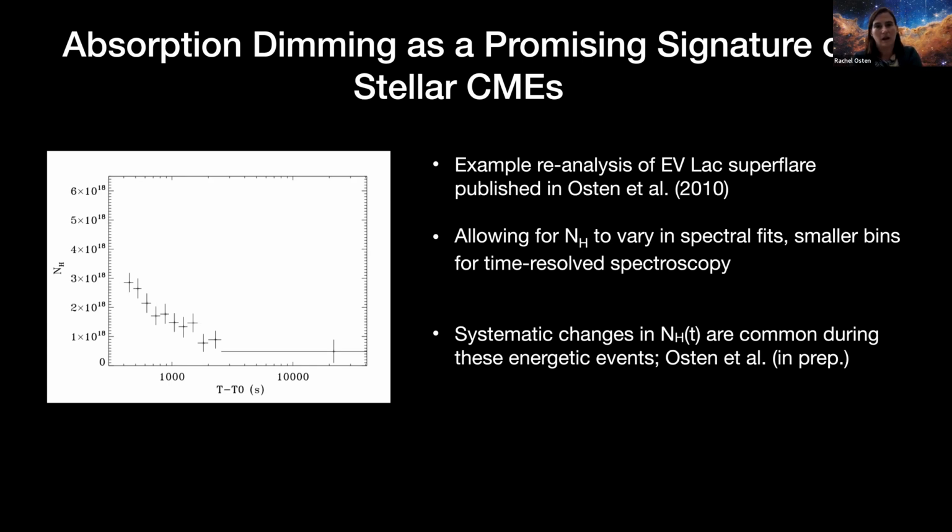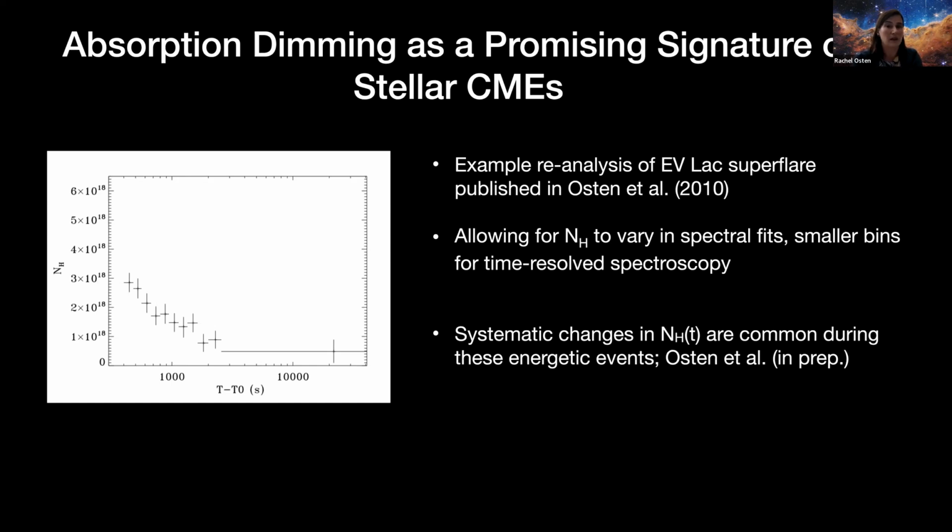of what usually we assume, that the column density is coming from the interstellar medium, which I don't care about, I'll be honest. But if you relax that assumption and allow NH to vary along with all of the other plasma parameters, we're finding that there are systematic changes in this trend as a function of time. That seems to be fairly common during these energetic events.